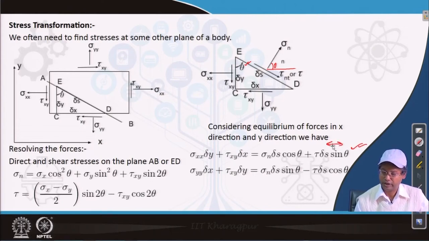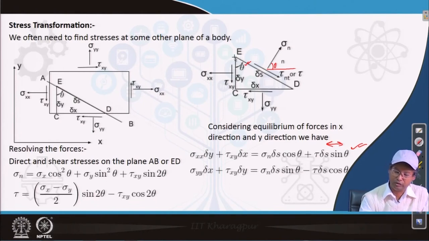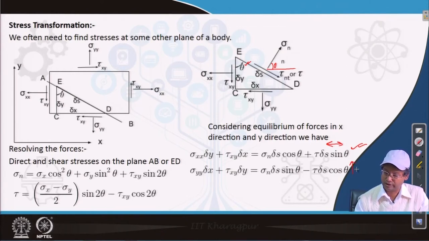Similarly, in the vertical direction, we have sigma yy times dx, the area, we have tau xy acting on delta y, and the sigma n sin component acting upward, whereas this is acting downward, on the other side of the equal sign. So, it has a minus sign and is in this form. So, it is acting in the vertical direction. Now, if we solve these two equations, we can easily get this equation and this equation.